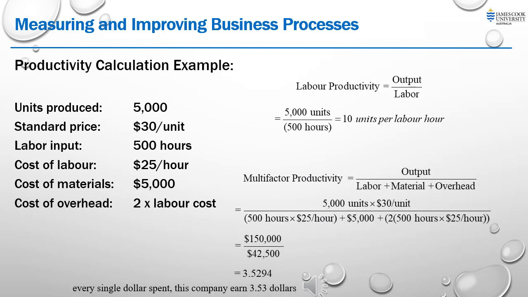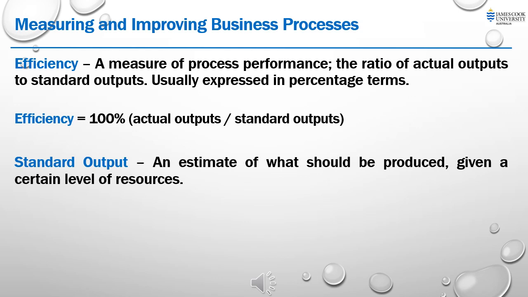By using the formulas, labor productivity is 10 units per labor hour. Looking at multi-factor productivity, we reach almost 3.53. For every single dollar spent, this company can earn $3.53. That's not a bad result. Now we have covered productivity.